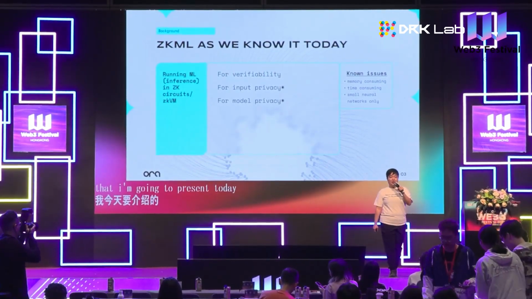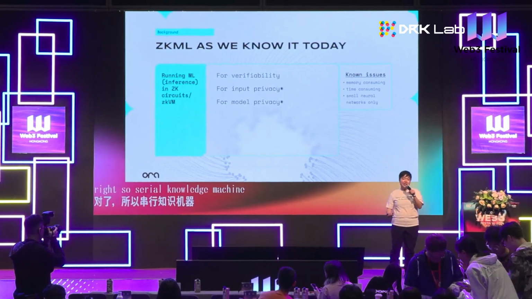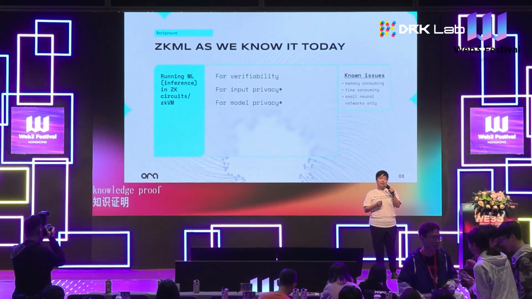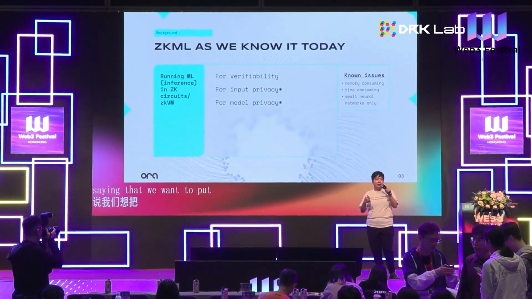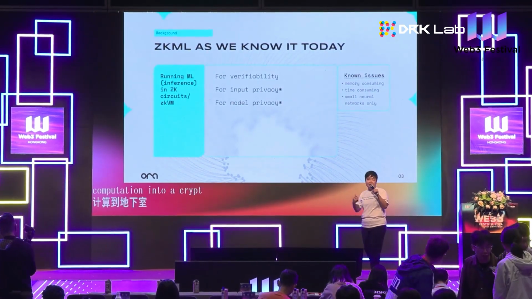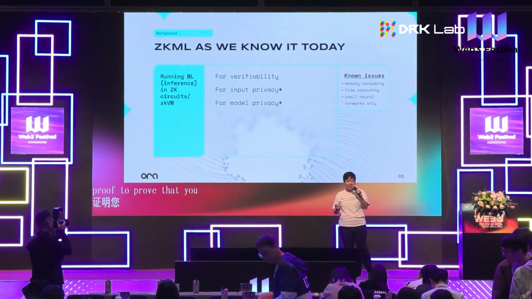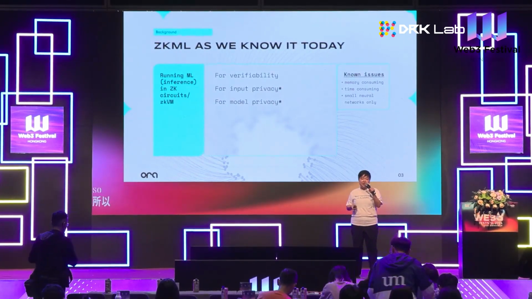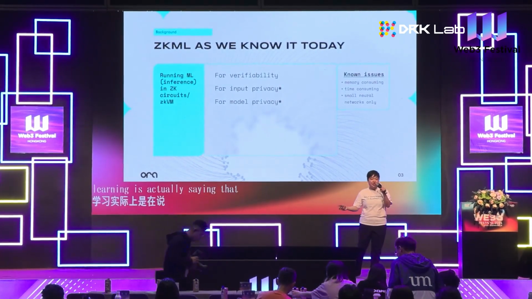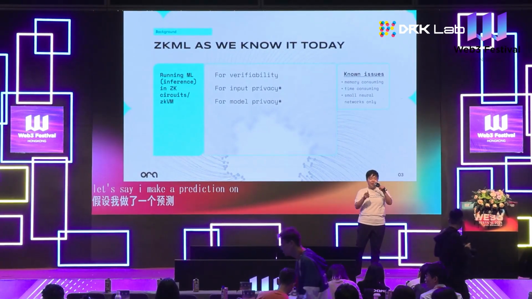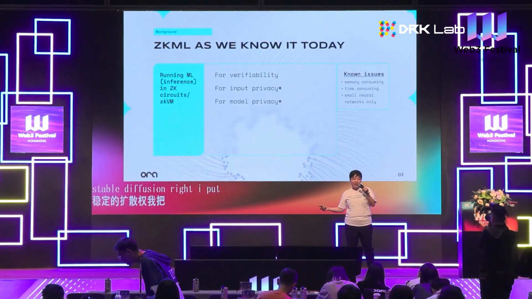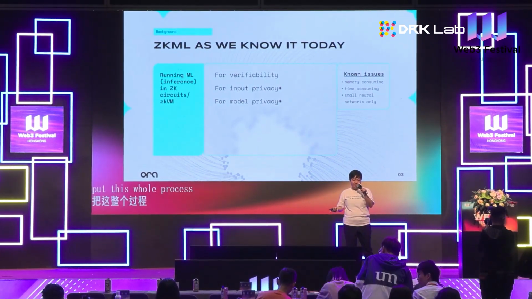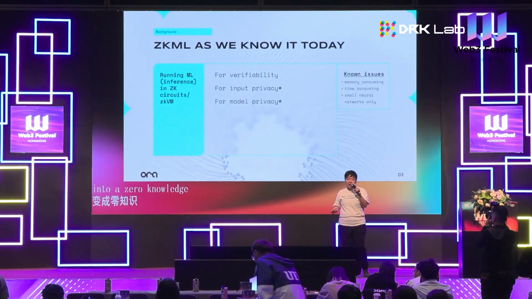Right, so zero knowledge machine learning. For those of you who already know what ZKP or zero knowledge proof is, essentially we want to put some computation into a cryptographic proof to prove that you have done so, without actually rerunning the computation. So to reapply that onto machine learning, let's say I make a prediction on stable diffusion. I put a prompt in, I get an image out, and I put this whole process into a zero knowledge proof.